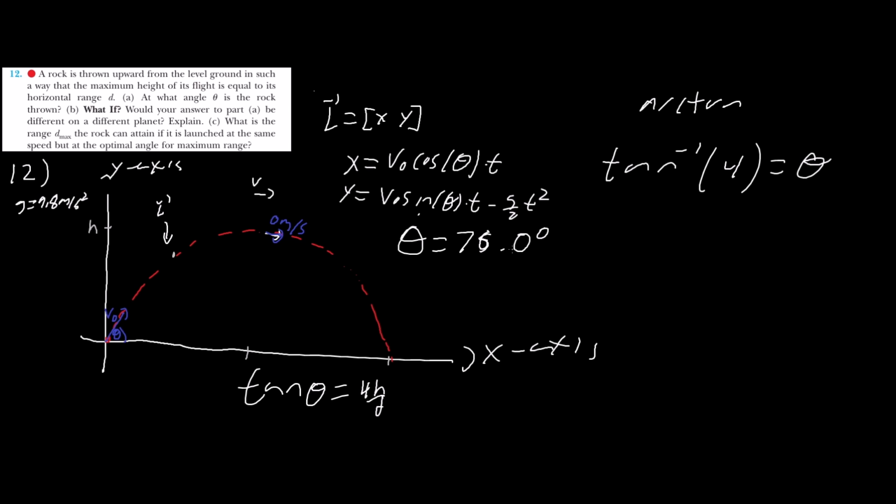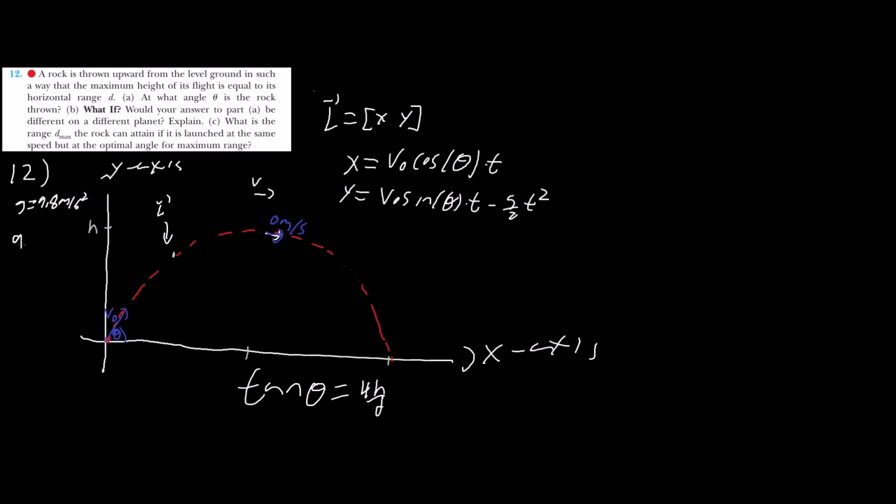I forgot how I did it. I don't know, but I know that's likely going to be the answer. So theta is going to be 76.0 degrees. That's part A. All right, folks. So for part A, the angle is 76.0 degrees. There we go. All right, let's see what part B is.